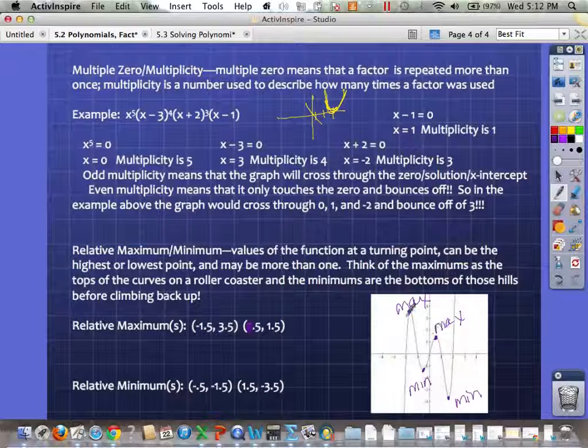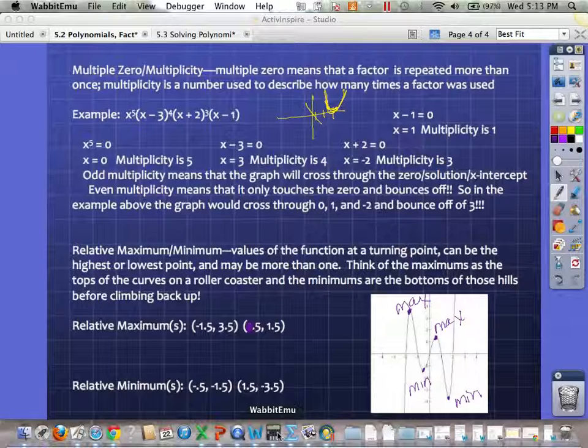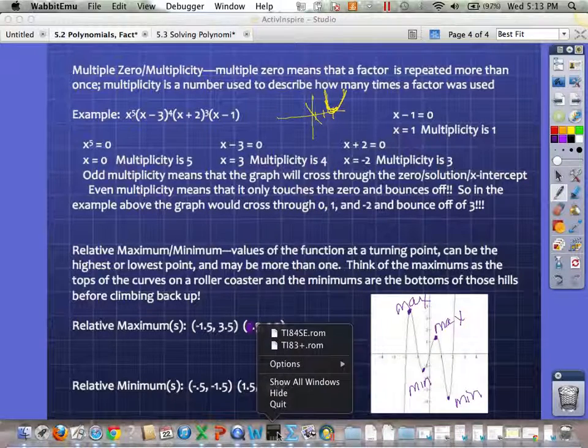Max is the top of the hills of the roller coaster. Mins are the bottom. And you can find this in your calculator if you put the function into your y equals part of your graph and then graph it, and then you want to find the max and min. You hit second and then you hit trace, and then either minimum is 3 and maximum is 4. Okay, so let me go ahead and do that on my calculator and let you see what it looks like when I try to find those.